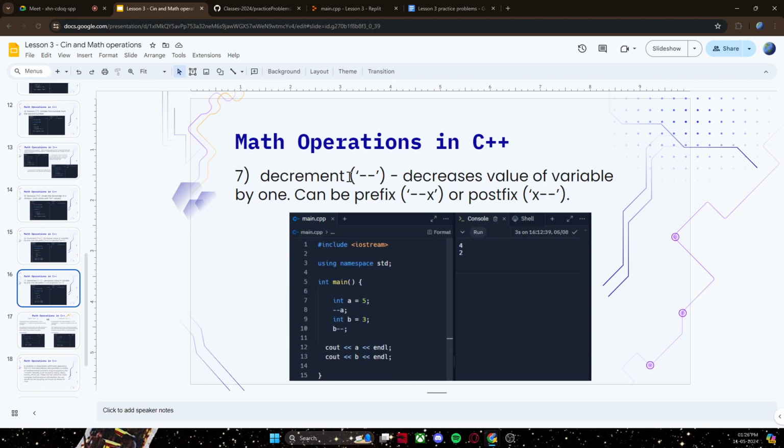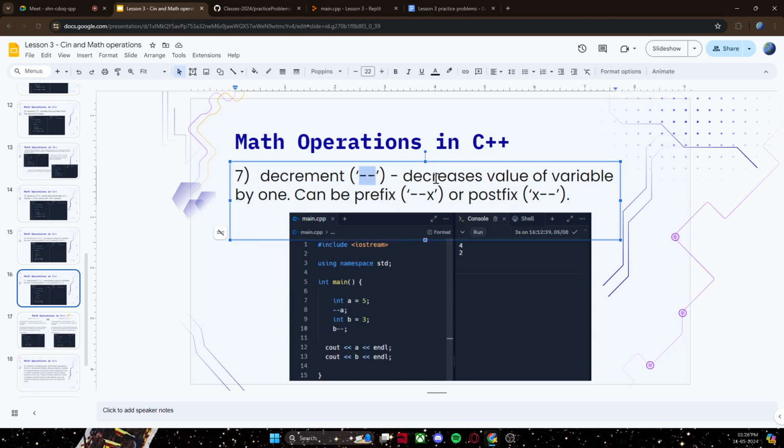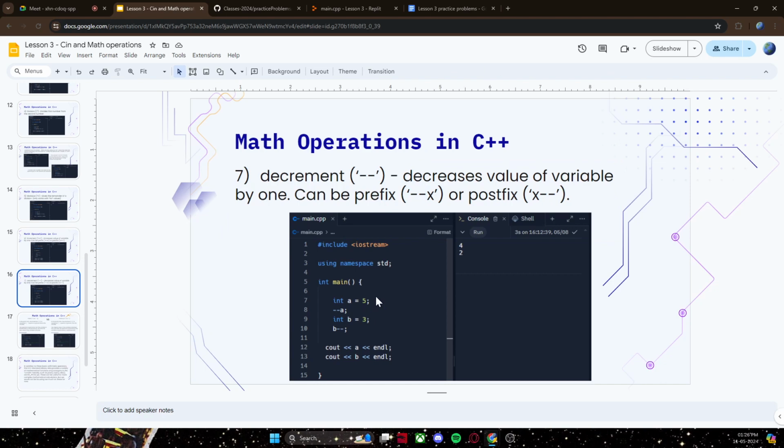Then we have decrements, which are just minus minus. These are basically the same thing as increments, and they also have a prefix, before the variable, and postfix, after. So an example here, if you see int a equals 5, and then if you prefix minus minus a, you get 4, so that's 1 less than 5. And same thing with the postfix, so 1 less than 3 is 2, and so that outputs 2.